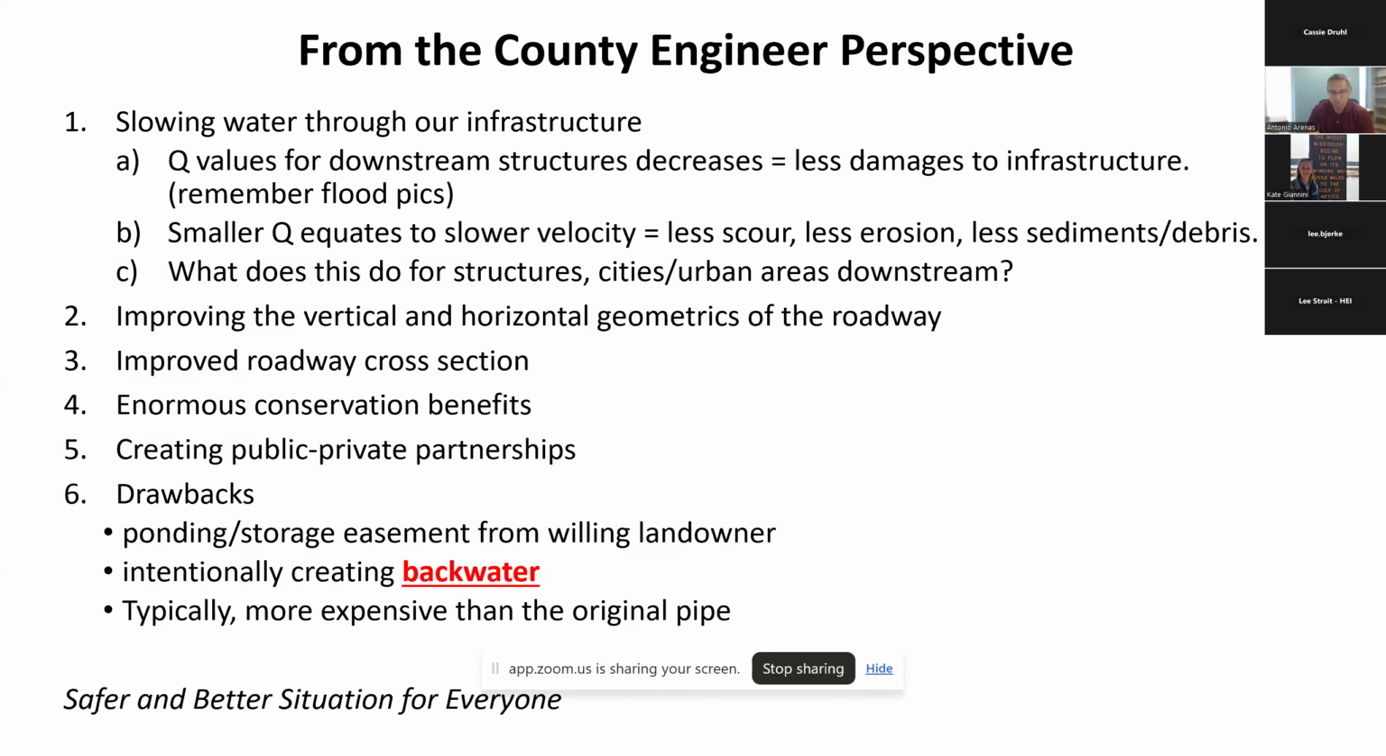And my experience with these is they are typically going to be more expensive than if you took the existing structure out and just put in one that the hydraulics said you should put in. And it's not always the case, but 9 times out of 10, it will be a more expensive structure. All right, next.